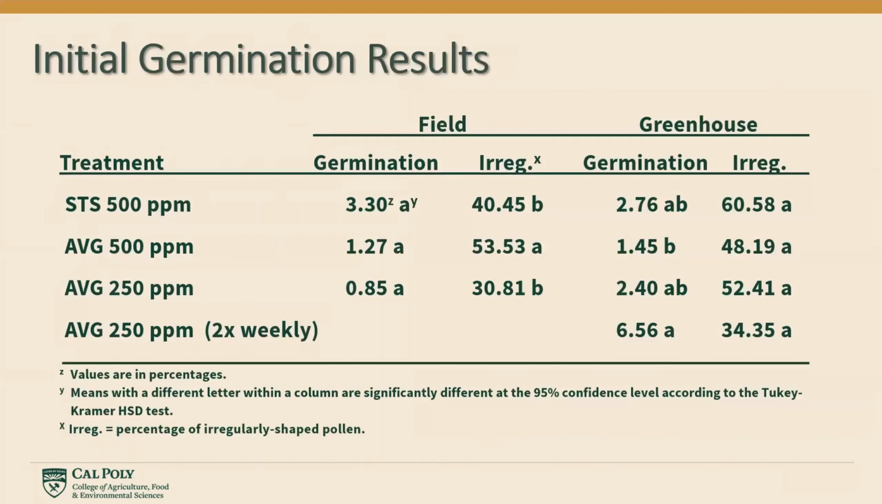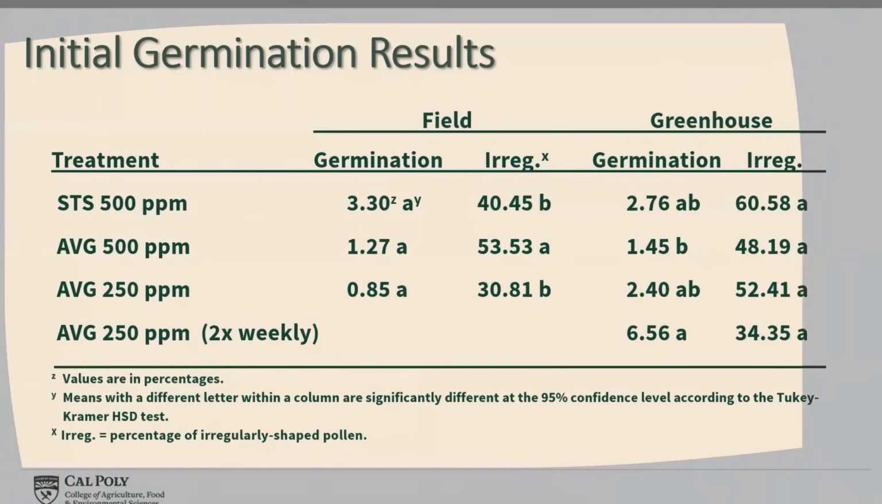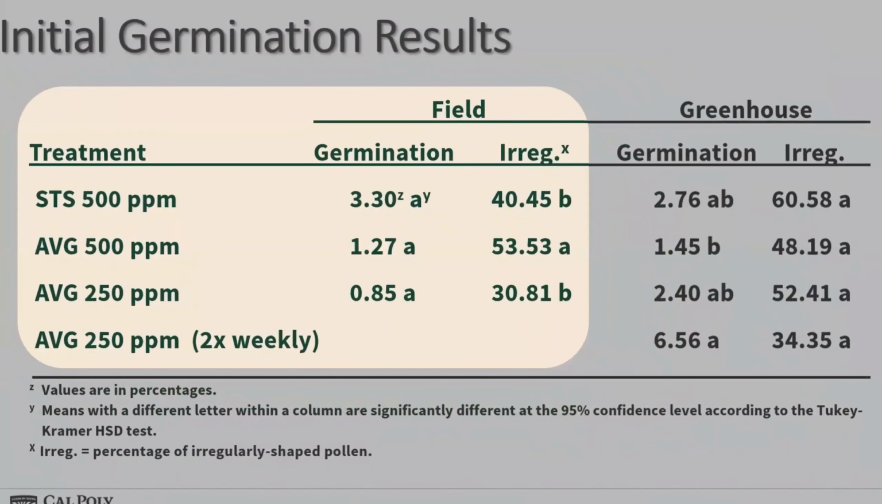Here are the initial germination results from the field and greenhouse trials. In the field, there were 3 treatments that produced pollen of sufficient quantities for collection. As you can see, a full rate of STS tended to produce more viable pollen grains than the others, with an initial germination rate of 3.3%. There was not a significant difference between the treatments from the field trial in regards to the initial germination percentage. Plants treated with a full rate of AVG had the most irregularly shaped pollen grains from the field.